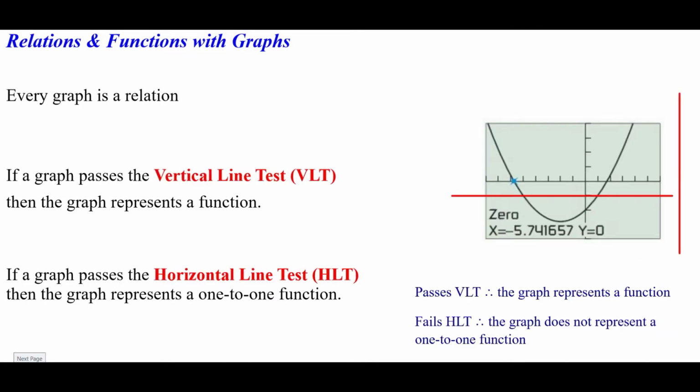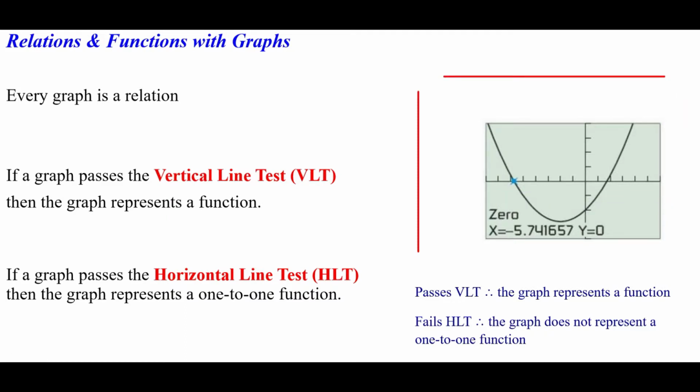When we're looking at a graph, again, every graph is a relation. If we want to test to see if a graph is a function, we're going to use the vertical line test. You should remember the vertical line test from Algebra 2. Remember the vertical line test says we're going to take a vertical line and we're going to pass it across the function. And what we're looking for is that in no specific place can that vertical line intersect the graph in more than one point.